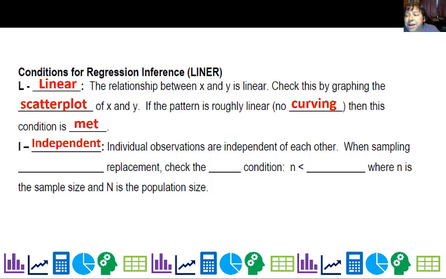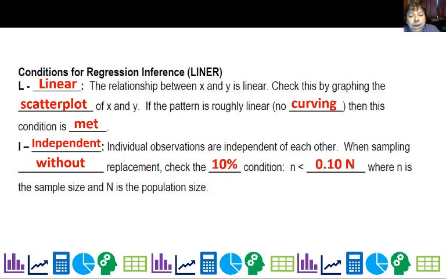I stands for independent. Individual observations need to be independent of each other. Be careful with things over time, because time can change things. When sampling without replacement, make sure to check the 10% condition. That is, n is less than 0.10.